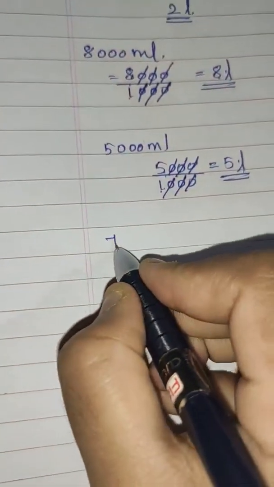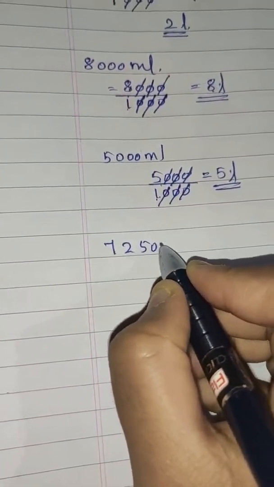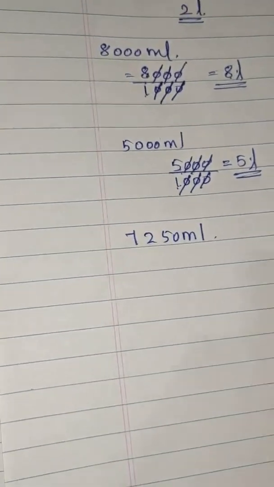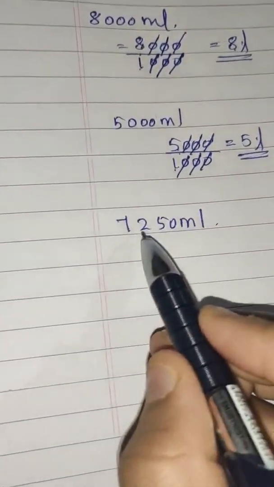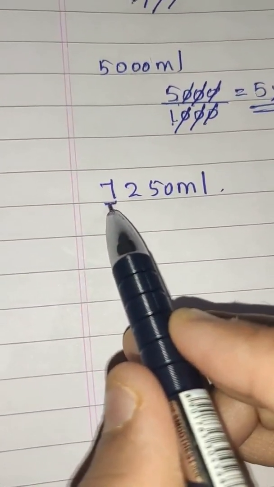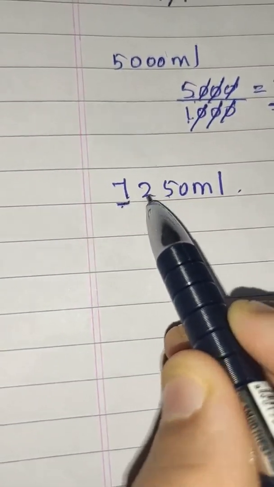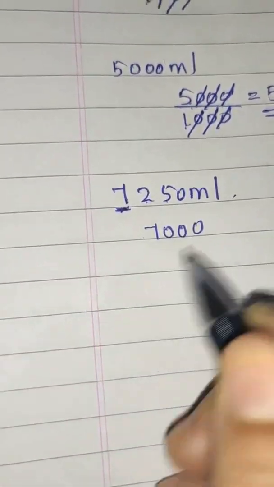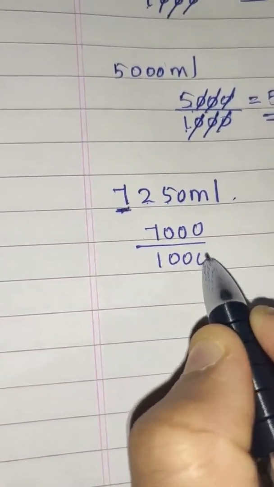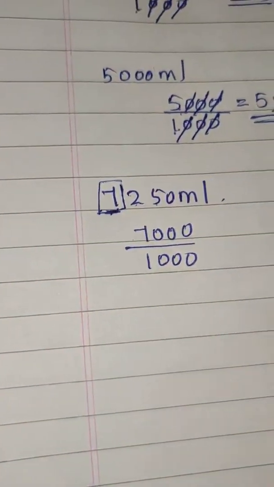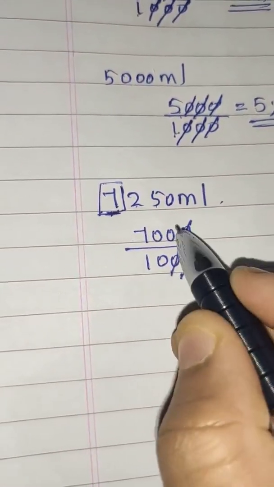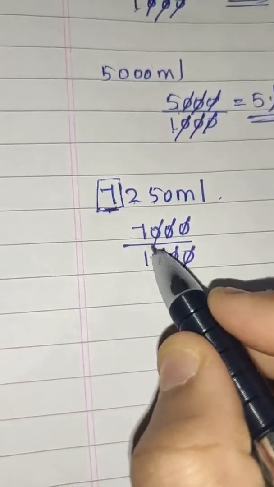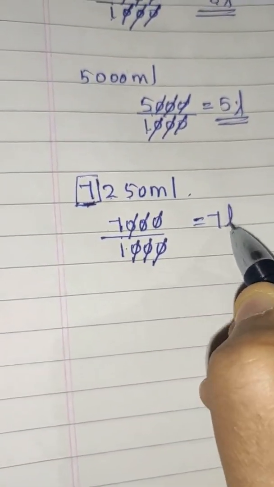7250 ml. So first we'll write the liter. So children, here the last number, what is the place value of this last number? Unit, 10, 100, 1000. So 1000. So we'll take this 7000 divided by 1000. First we have to convert this one into liter. So cancel the zeros. What's the answer now? 7 by 1 means it is 7 liter.